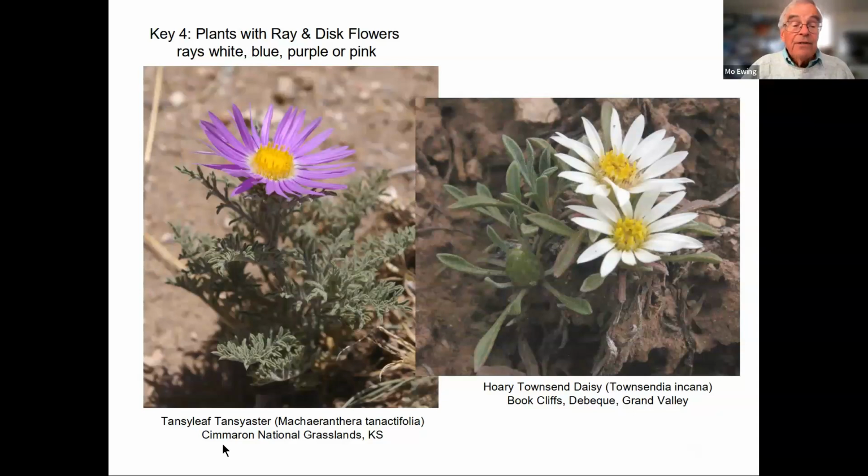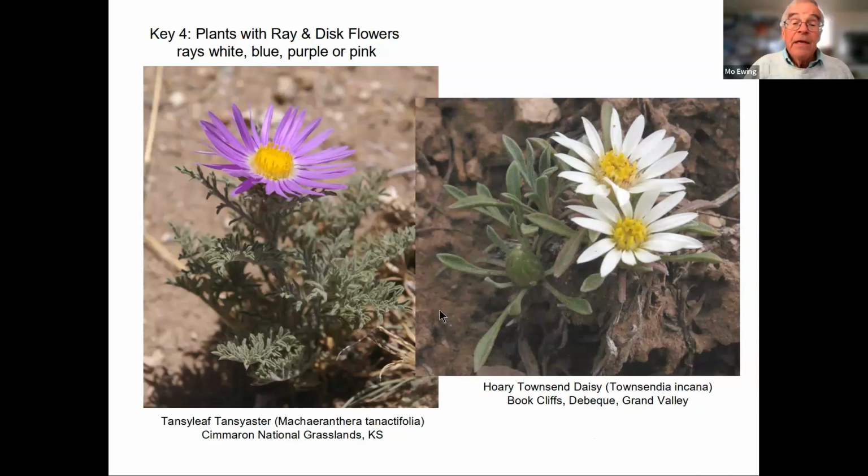And so here we have tansy leaf Machaeranthera tanacetifolia, ray flowers, disc flowers, purple. Ray flowers, disc flowers, white, Lori Townsend daisy, Townsendia, and Canna.